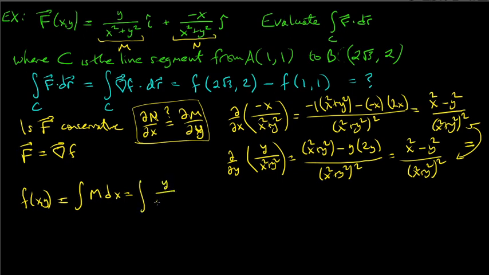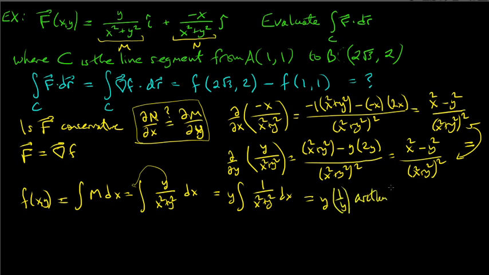So we're integrating y over x squared plus y squared with respect to x. Remember, y is a constant with respect to x, so that can be brought outside. And 1 over x squared plus y squared. So I'm hoping you remember what that is. I think it's just 1 over y times the arctangent of, is it x over y? Yeah, I think it's x over y.